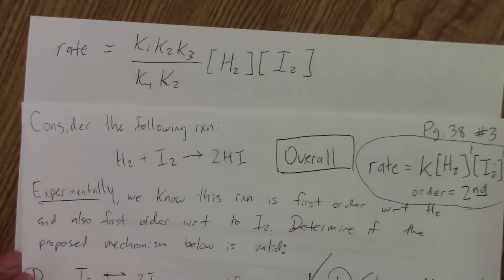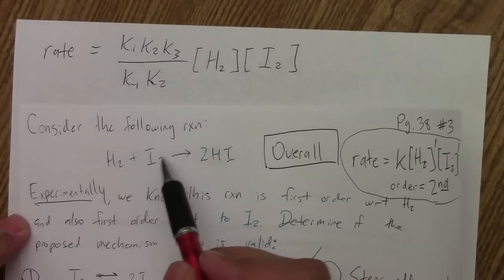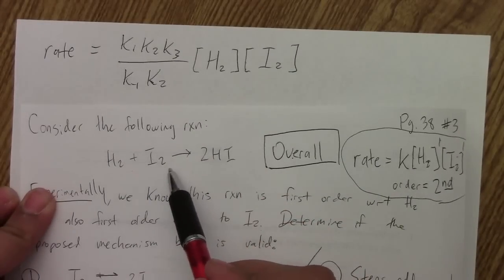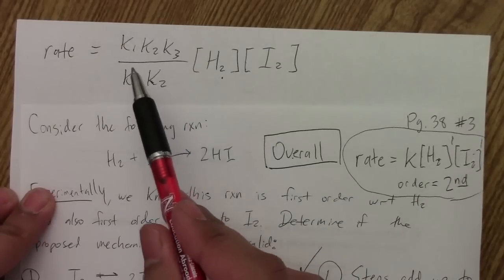Sorry, my video seemed to be getting all blurry for a second there. This is now in terms of our reactants, H2 and I2. Awesome. What does all this mean?